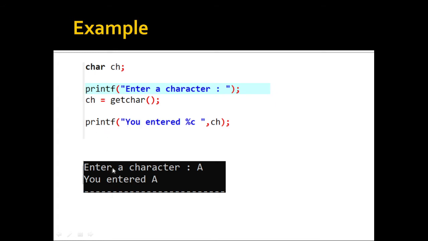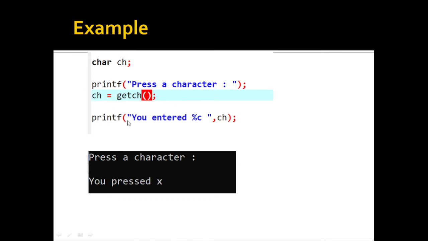So the output of this will be something like this. This one will print enter a character, and on this part the user will press a character. In this case the user pressed letter A. After pressing letter A and pressing the enter key, you have to press the enter key here, it will now execute this. So %c here will be substituted by the value of ch, which is equal to A. So you entered A. This is the output of this program.